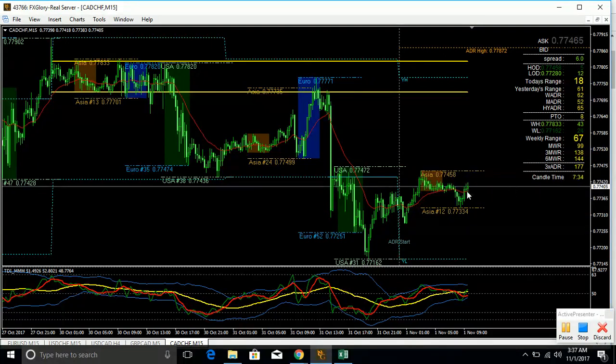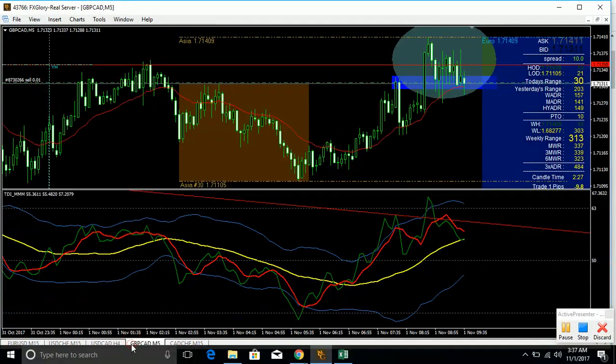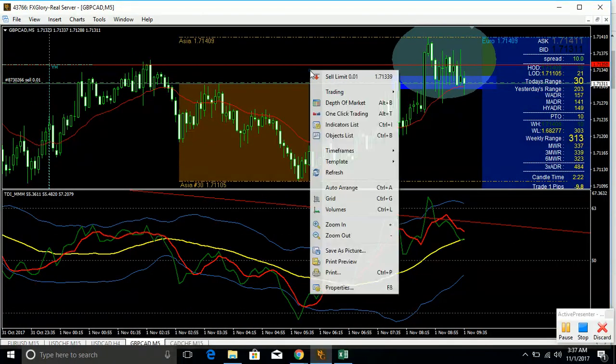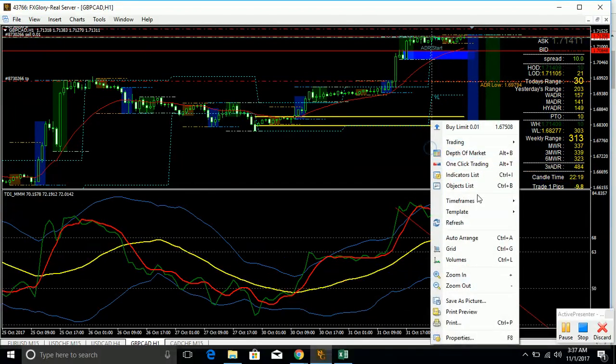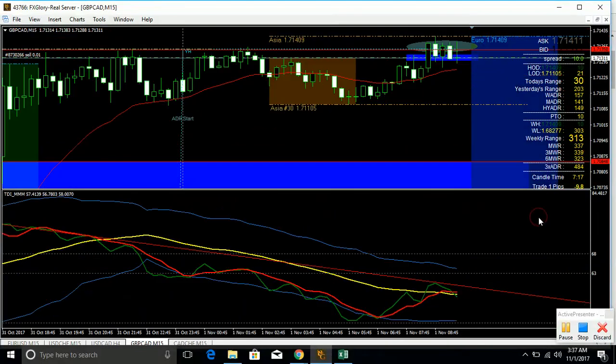Looking at this, it looks pretty delicious for a buy opportunity. But that's only going to be confirmed based on what this pick over here does. I'll tell you why in a minute.